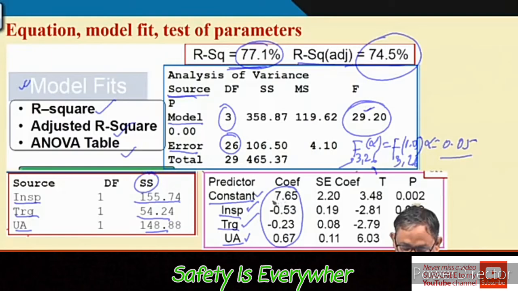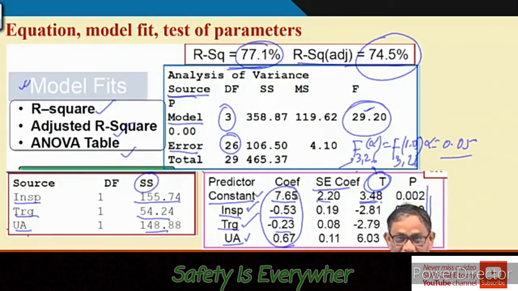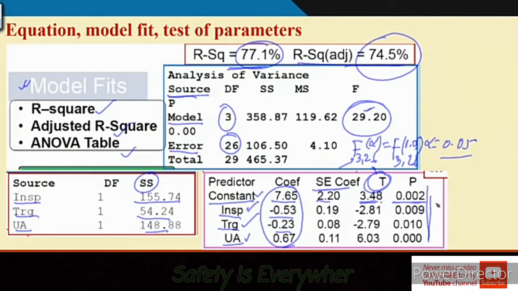Then if you see the coefficient is 7.65, this we all know. Then their standard error is also computed, and then the t value, that is the t statistic, is used here, and corresponding p values are also given. As the t value is 3.48, it says that the intercept 7.65 is significant with probability value 0.002. Considering this is the influence of the intercept, you are committing only 0.002 error probability.